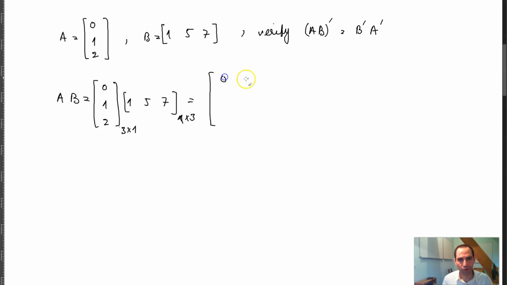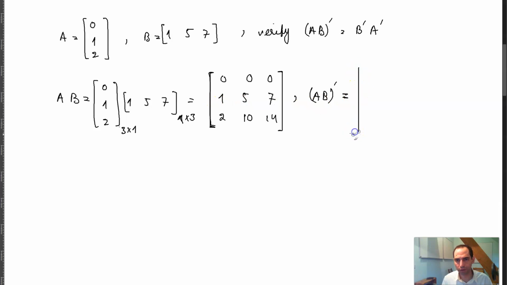So the first row becomes all zeros because you're multiplying by 0 here. The second row becomes the same thing, 1, 5, 7, and twice all of this would be 2, 10, and 14. And so that's A times B. And therefore A times B whole prime is the same thing as the transpose of this matrix, which gives me 0, 0, 0, 1, 5, and 7, and 2, 10, 14.